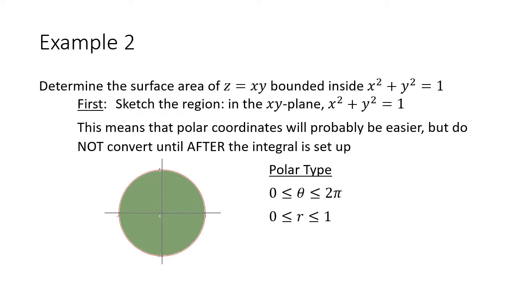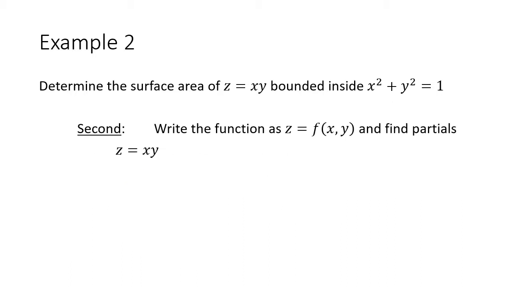However, even though I can see at this point that polar coordinates will probably be easier and that I will probably be using them, we cannot convert until after our entire integral is already set up. It's not until we actually can plug everything into my integral that I can start to convert. Because my surface area formula requires z equals a function of x and y, I need to set it up with my function still written as z equals xy. I can't introduce my r's and thetas until the very, very end when I actually go to integrate.